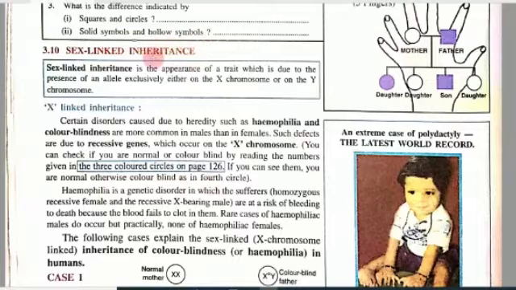What is inheritance? Transfer of characters from parents to offspring. The last pair of chromosomes is for sex determination of male and female. Sex-linked inheritance is the appearance of a trait which is due to the presence of an allele. X-linked inheritance is a certain disorder caused due to heredity, such as hemophilia and color blindness.